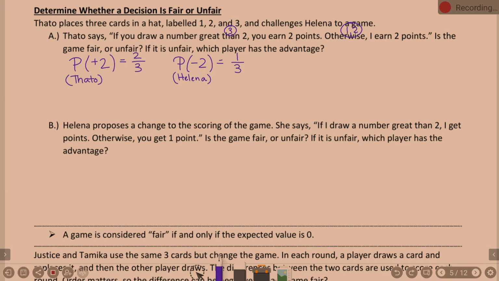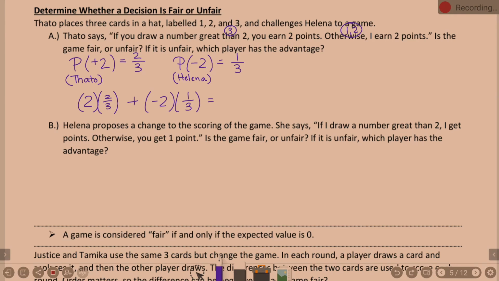Thado wins. Now, do you remember expected value? With expected value, we did the outcome times the probability. And we added those up, right? Outcome times the probability. Outcome times the probability. So in this case, Thado's outcome is a 2 times the probability of him winning, which is 2/3. Plus, Helena's outcome, in reference to Thado, is a negative 2 times her probability of 1/3. Okay, well, let's do some math.